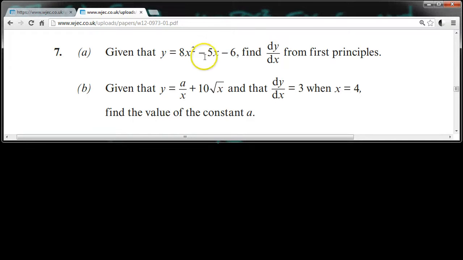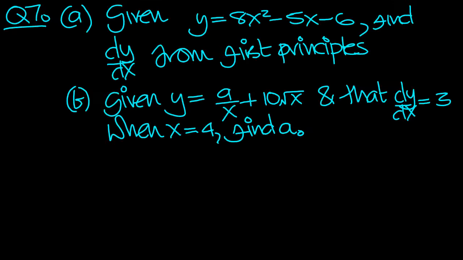Given that y equals 8x squared minus 5x minus 6, find dy/dx from first principles. B. Given that y equals a over x plus 10 root x, and that dy/dx equals 3 when x equals 4, find the value of the constant a. So let's have a little look at this then.